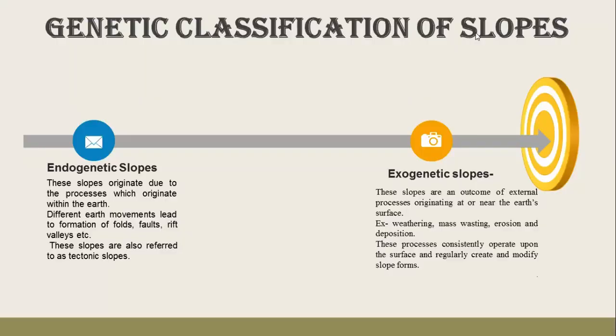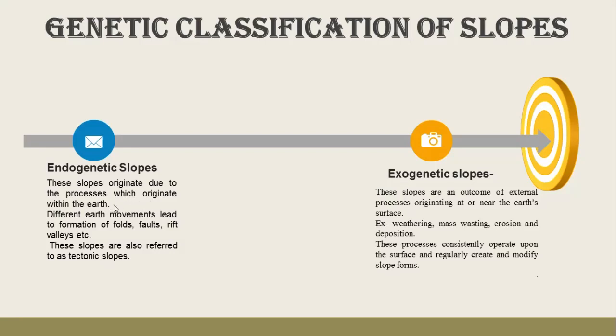Now we see the classification of slopes. Slopes can be classified as endogenetic slopes or exogenetic slopes based upon how they are formed. Endogenetic, I hope by now all of you know what endogenetic forces are, because there have been various references to the word endogenetic in geography, geomorphology or geology. Endogenetic means the slope evolutionary processes originate within the earth.